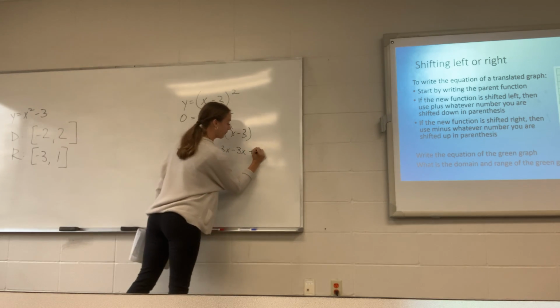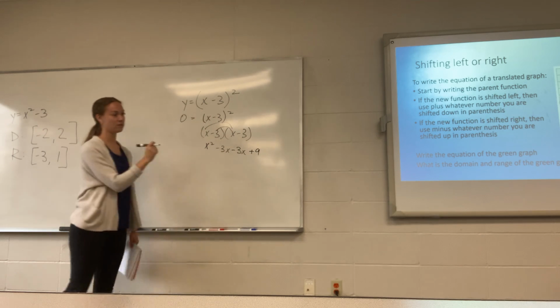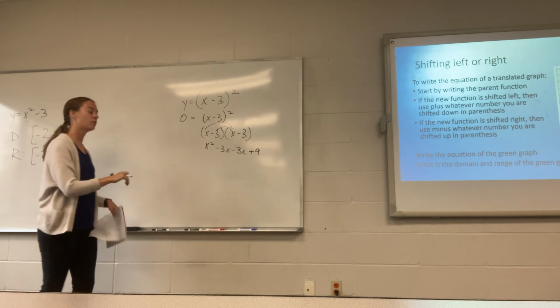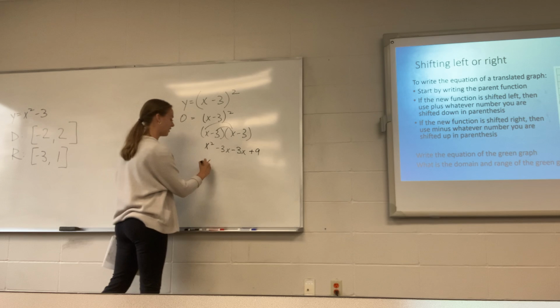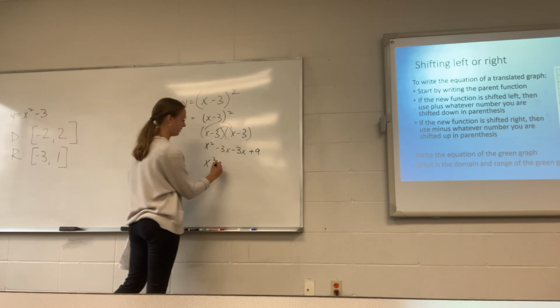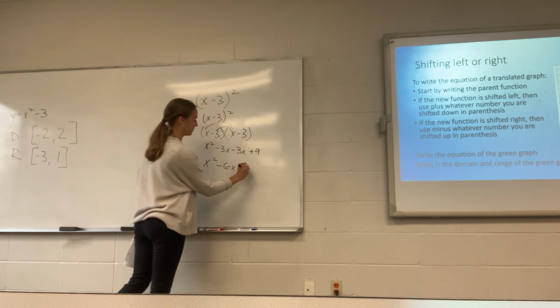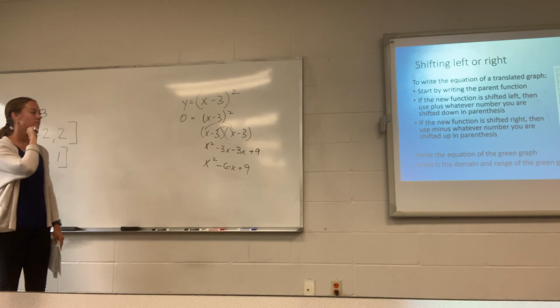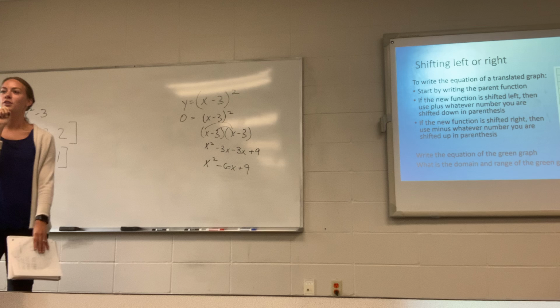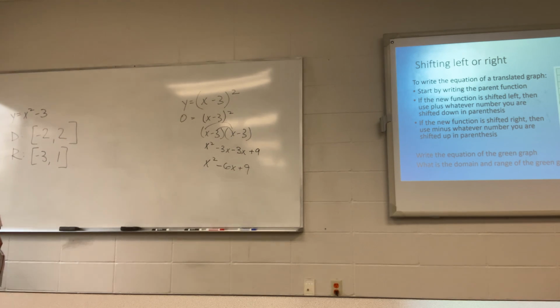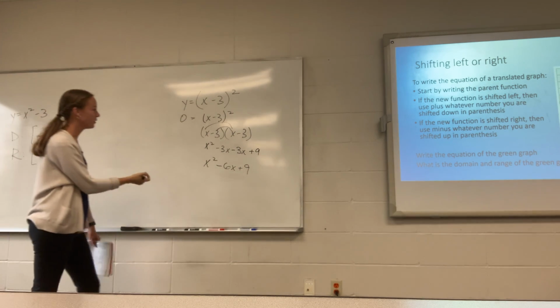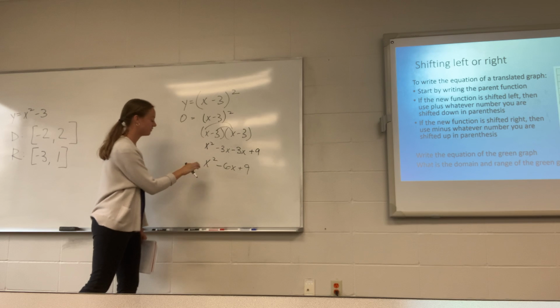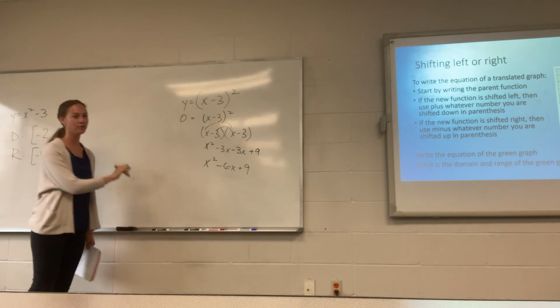Yep. And then can I combine my negative 3x and my negative 3x? What would I have? Yeah, negative 6x. So then if I have x squared minus 6x plus 9, if I were to solve all of this out, this is hard because you guys don't know all this yet. We're going to do it a different way.